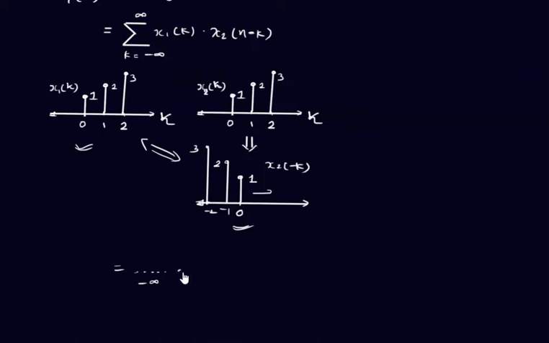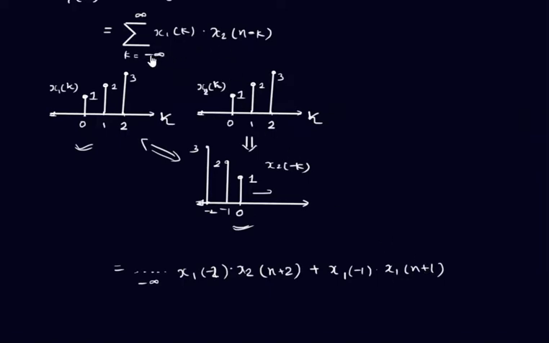So put the value of minus 2 instead of k. Here this equation will look like x1 of minus 2 into x2 of n minus minus 2, plus x1 of minus 1 into x2 of n minus minus 1. Here we have one thing to take care about, that there is a minus sign. So if we put minus 2 here, it becomes minus minus, plus. So here it is n plus 2, here it is n plus 1.